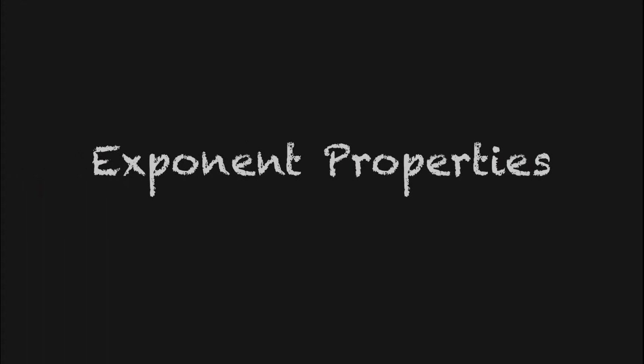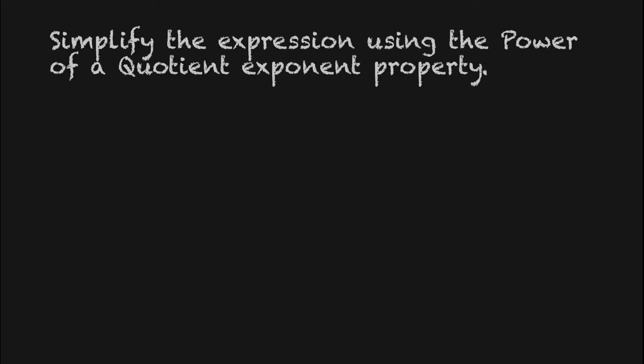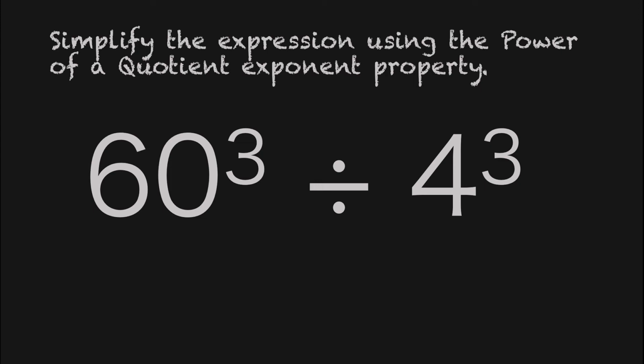Exponent properties. Power of a quotient property. So this question here says, simplify the expression using the power of a quotient exponent property. And here's the expression, 60 to the third power divided by 4 to the third power. Now, in a few minutes, I'm going to explain what this power of a quotient property is and what it does. But first, I'm going to focus on the simplify part.